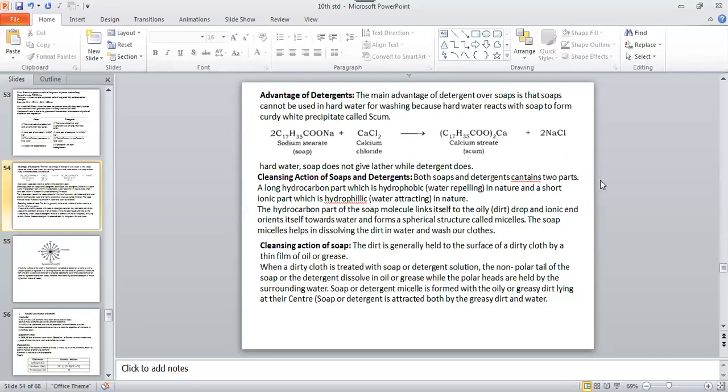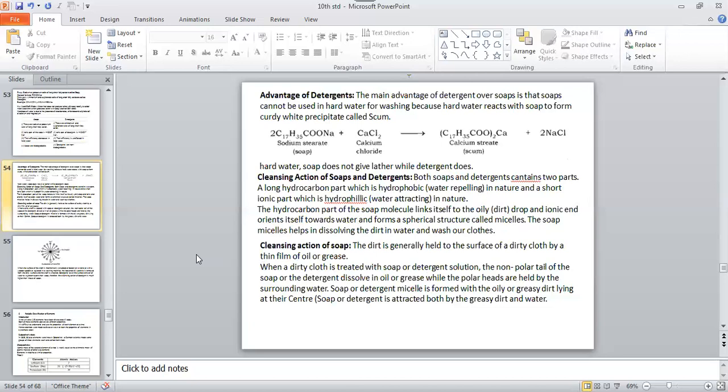So how is it formed? Again, the hydrocarbon part of the soap molecule links with oily part, and the ionic end orients itself towards the water and forms a spherical structure that is called as a micelle. The soap micelle helps in dissolving dirt in water and washing our clothes. Then cleansing action of soap. The dirt is generally held to the surface of dirty cloth by a thin film of oil or grease.